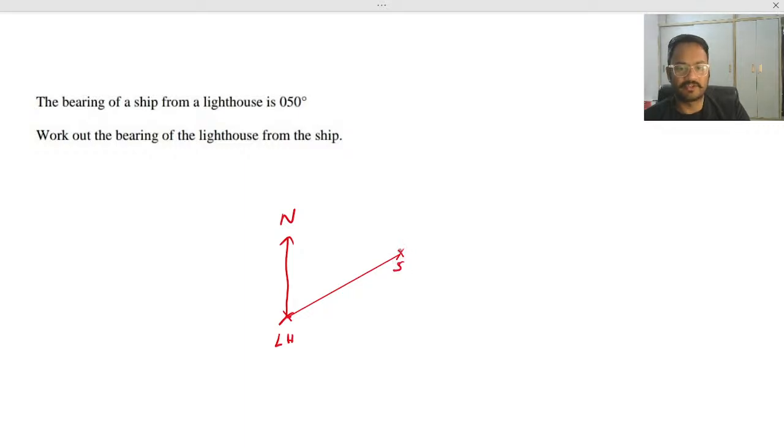I'm writing S for ship, and you need to make a north every time whenever you are making any point. So this is the north of the ship. Done. Now the bearing is 050. This is 050 degrees. Now you tell me, work out the bearing of the lighthouse from the ship. I'm waiting for your reply.